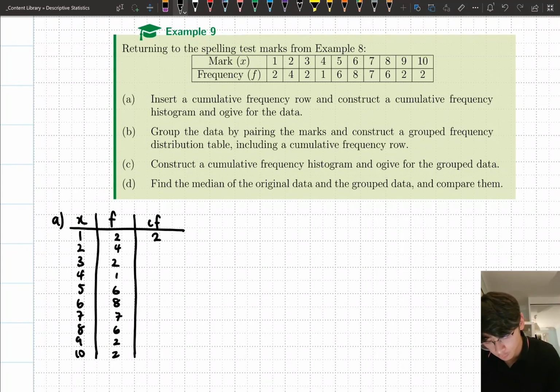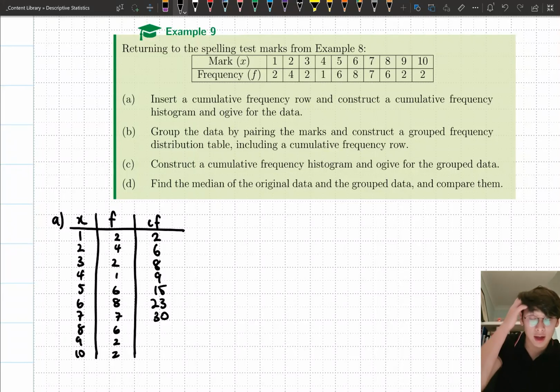So 2, I add on that 4, and that gives me 6. Add on that next 2, which gives me an 8. Add on that 1, gives me a 9. Add on that 6, gives me a 15. Add on that 8, gives me a 23. Add on the 7, gives me 30. And if you remember from the first question, they tell me that 40 students completed this spelling test. So at the end, I should expect the last number to be 40 as well.